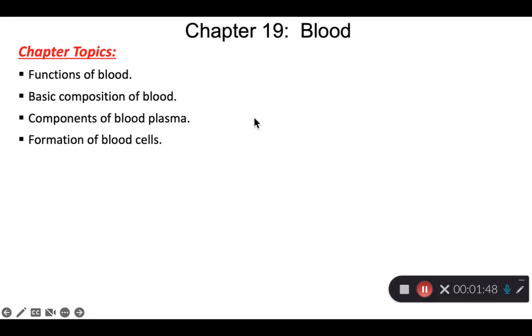We're going to get into the formation of blood cells. So all these blood cells are produced in the bone marrow, and we're going to take a little bit of a view into how those cells are produced. Then we're going to get into the formed elements.